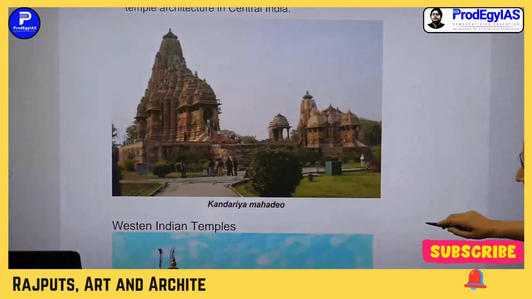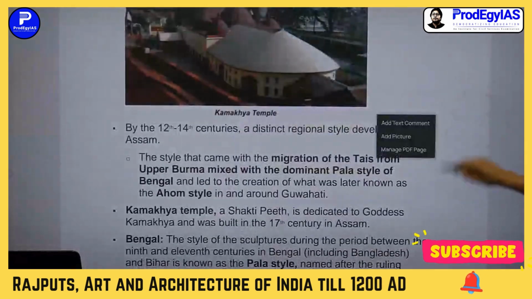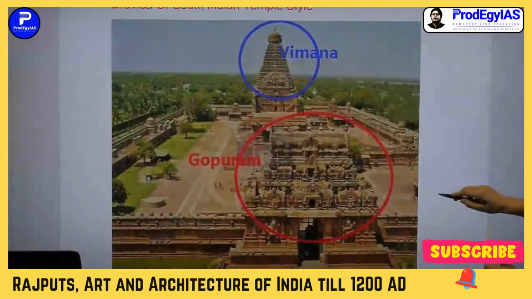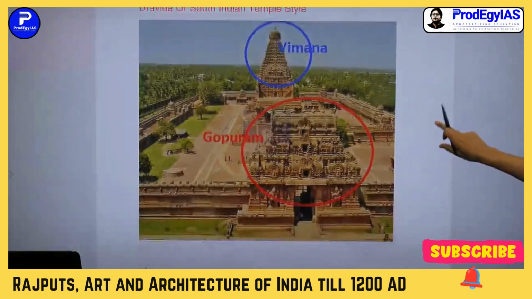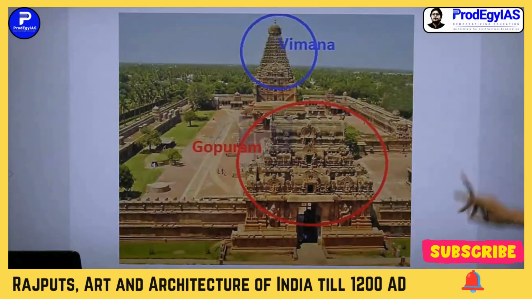This is Kanariya Mahadev. I'll get back to this in a little while. This is Sun Temple Modhera. This is all North Indian style, sub-styles of North Indian style. Look at this. Take a moment, just have a look at it.